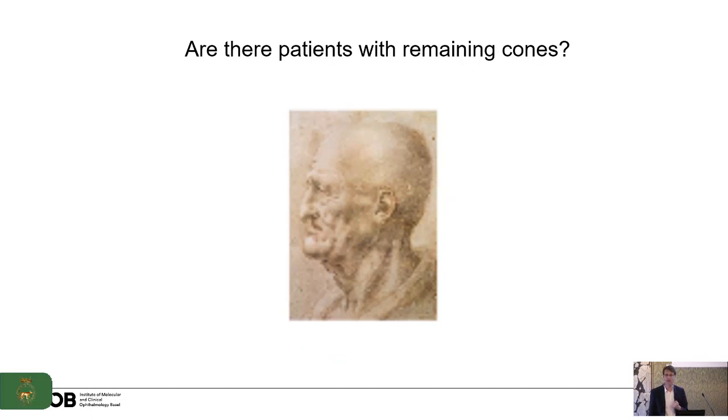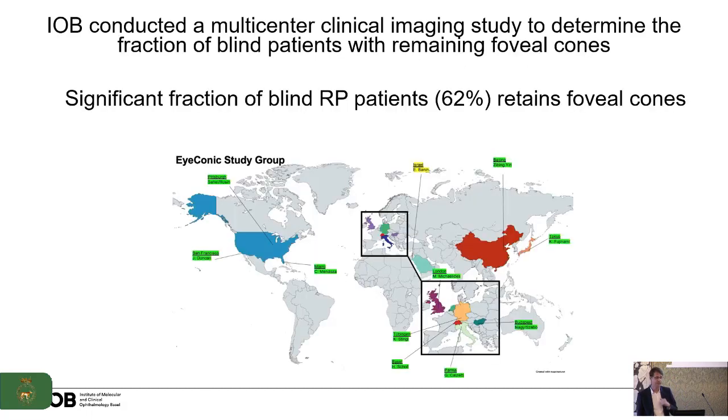So one main question for us was: are there patients with remaining cones? And if there are, how many of them? So in our institute, we went around 18 countries around the world and collected data from blind patients using so-called optical coherence tomography, so we can measure the presence of cones in around half an hour in anybody who walks into an ophthalmology clinic. And we found that around 62% of the retinitis pigmentosa blind patients, and the same with macular degeneration, retain these cones. So these will be eligible for this new therapy we are building, that we hope will restore some ability to read and recognize faces.